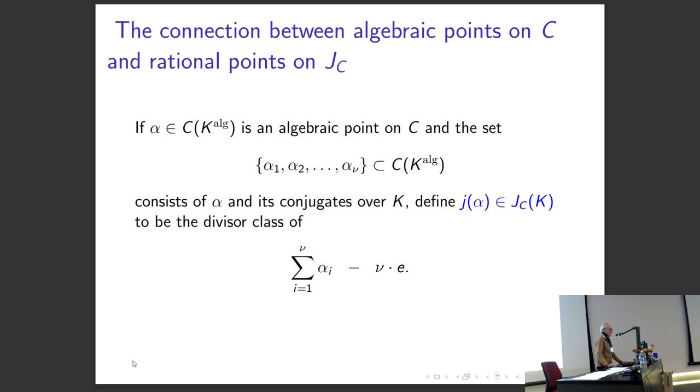Now, what's the connection between algebraic points on C and rational points on JC? If you have an algebraic point on C, now that algebraic point might be over Q or over some small field, but if you consider the set of all of its conjugates over the algebraic closure of the field over which the curve is defined, you can define a map from that point alpha into JC to be just the divisor class of the sum of these conjugates minus whatever you have to subtract from the origin to make it of degree 0.